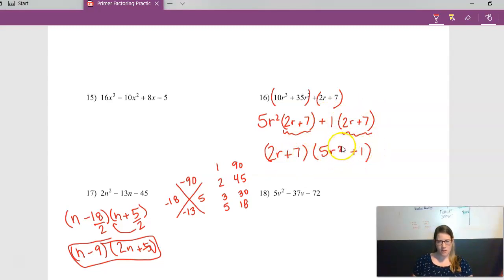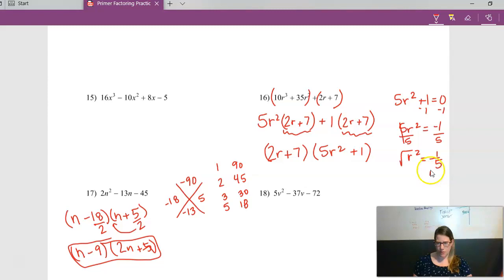That one still has an r squared, but I guess we could factor it one step further. To do that, we're probably just going to have to set it equal to 0 and find our zeros, even though that's not what it's asking us to do, and then put them back as factors. So I'm going to subtract 1 from both sides, which gives 5r squared equals negative 1. Divide by 5. So r squared equals negative 1/5.